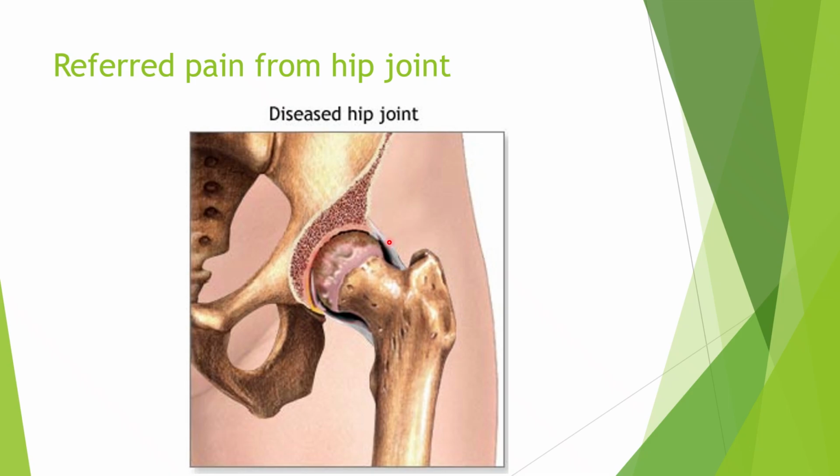Referred pain from the hip joint. The hip joint is supplied by the femoral nerve. Femoral nerve also supplies the front of the thigh. Obturator nerve, the branches supply both the hip as well as the knee. Hence, any pathology of the hip can also radiate to the thigh and the knee. This is known as referred pain from the hip joint.